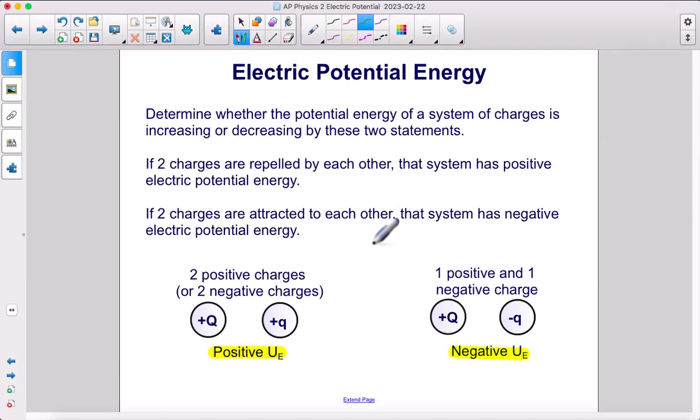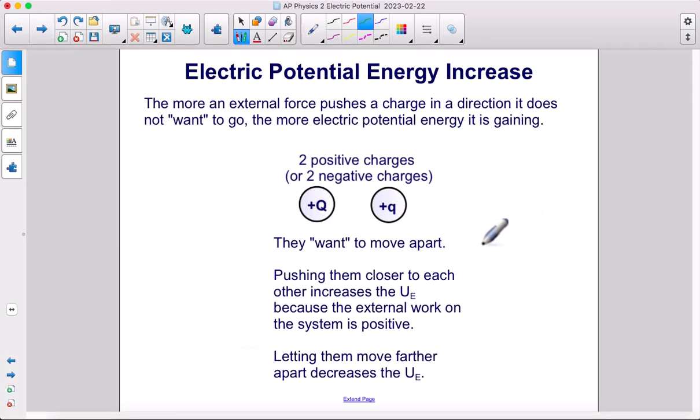Determine whether the potential energy of a system of charges is increasing or decreasing by these two statements. If two charges are repelled by each other, that system has positive electric potential energy. If two charges are attracted to each other, that system has negative electric potential energy. The more an external force pushes a charge in a direction it does not want to go, the more electric potential energy it is gaining.